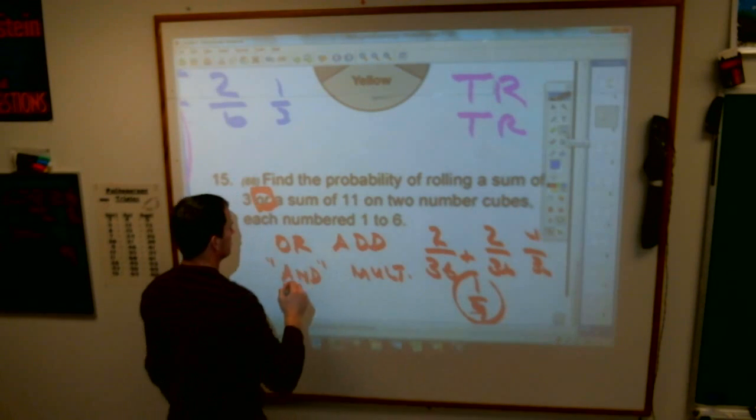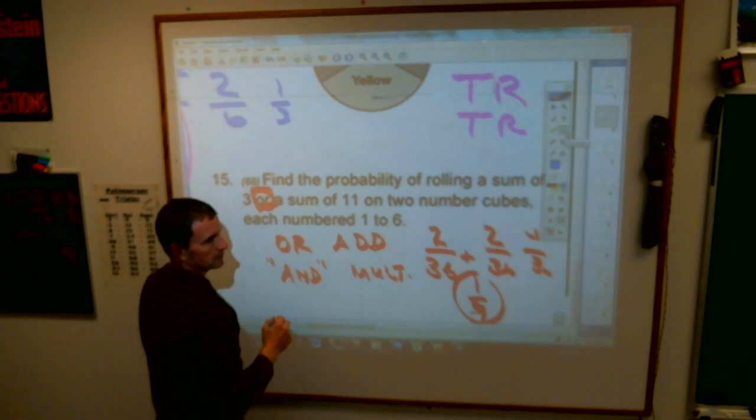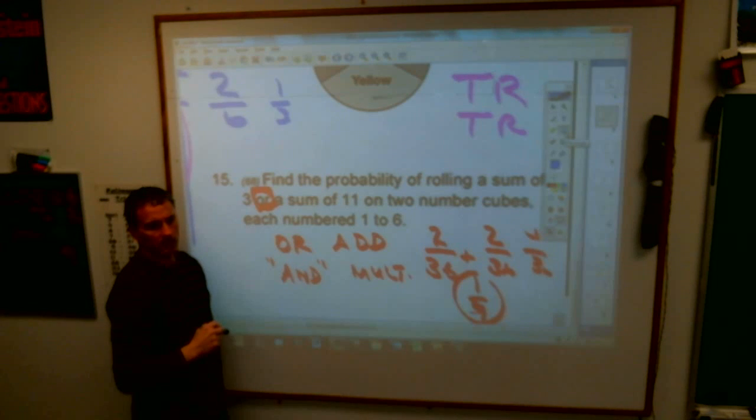No, you don't have to, but I don't understand, what do you do after you have 2 over 36 plus 2 over 36? Well, that's 4 over 36, you just reduce it. Oh. 2 over 36 plus 2 over 36 is 4 over 36. I understand how that's confusing.